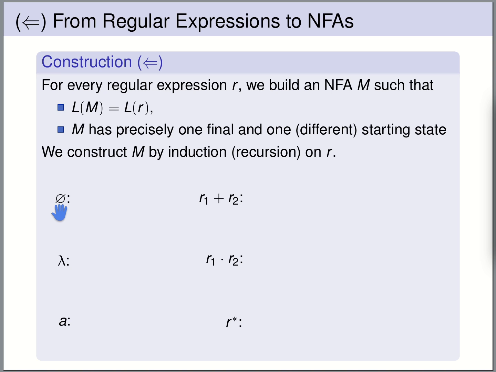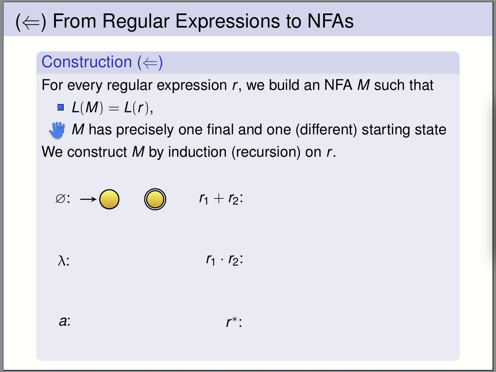The first form we look at is the empty set symbol. The language associated to this is the empty language. So the question is, how do we define a non-deterministic finite automaton that accepts the empty language, so does not accept anything, but still has one starting state and one final state that are different from each other?